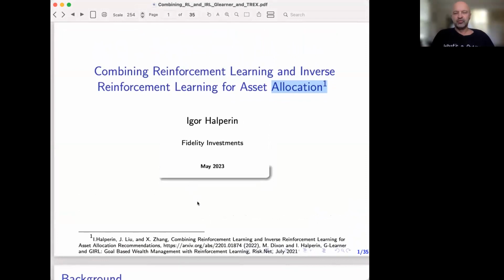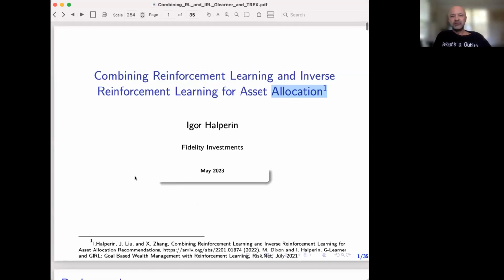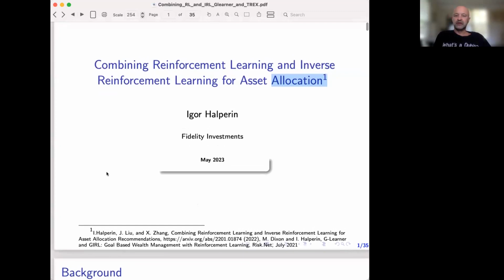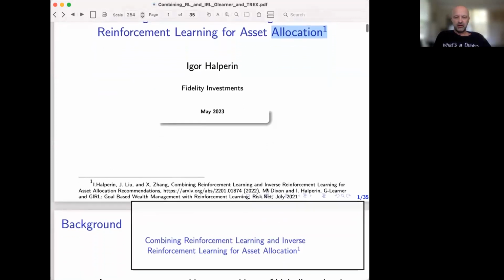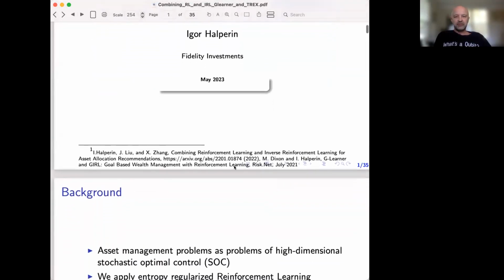I'm very happy to be here, albeit virtually, at Fields Institute and present you with our recent work on reinforcement learning and inverse reinforcement learning in applications to asset allocation. So my talk will be based on these two papers. It's mostly the first paper, but some mathematical techniques used in this paper are also shared in the second paper, which was written with my co-author, Matthew Dixon. So the references are here.